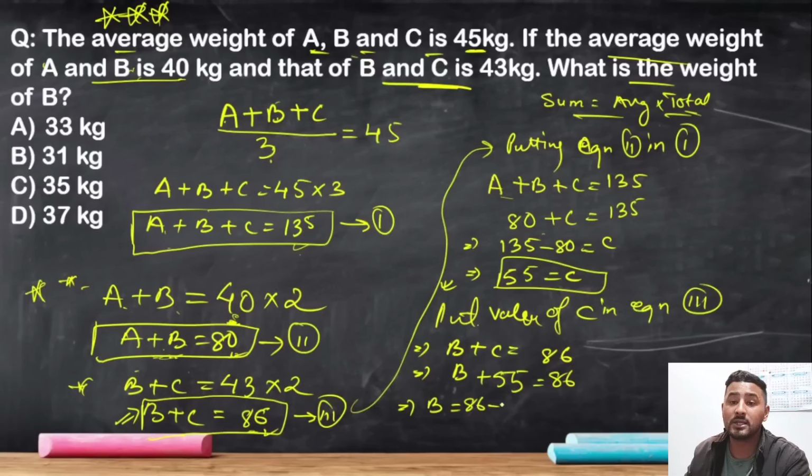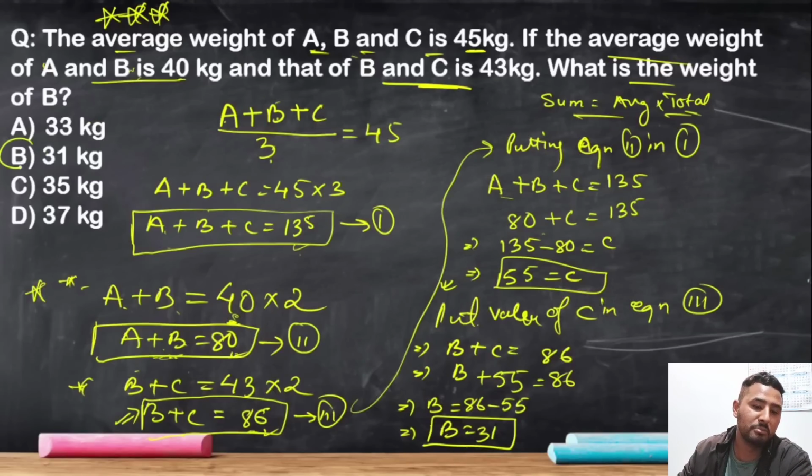Get the value of b. Bring this 55 to the other side, it will become minus 55, and the answer will be how much? b will be equal to 31. So what we need to find is, what is the weight of b? It is 31. Option number B will be the correct answer. I hope it is clear, right?